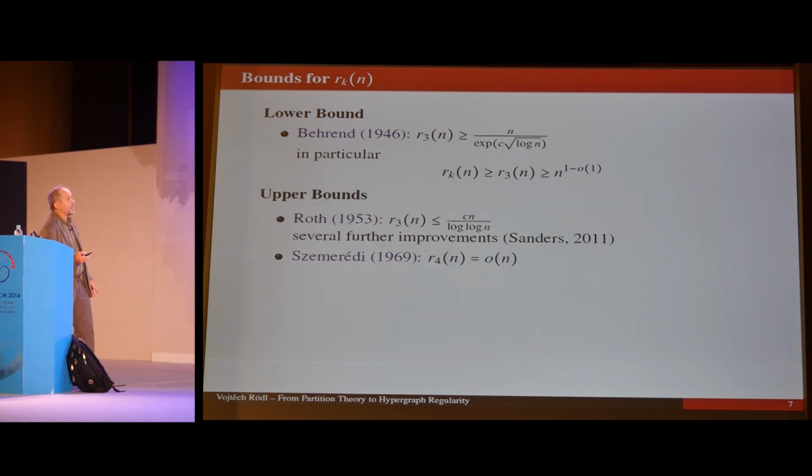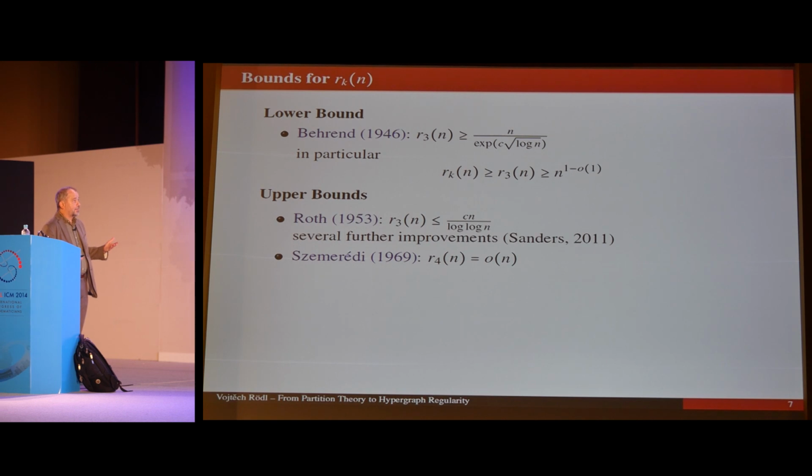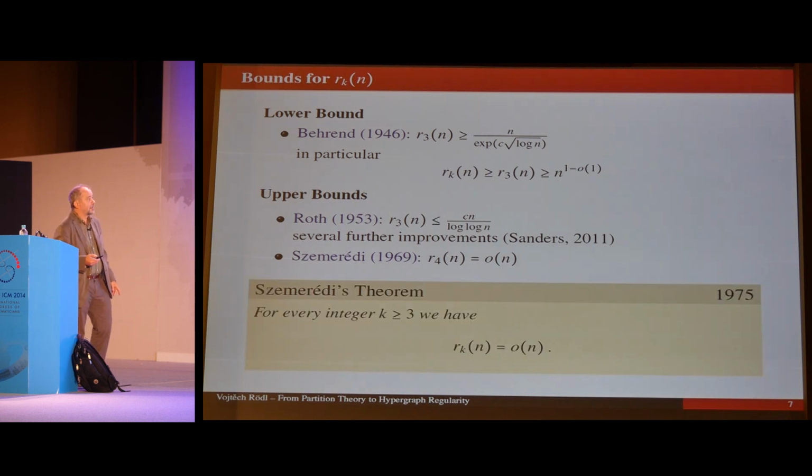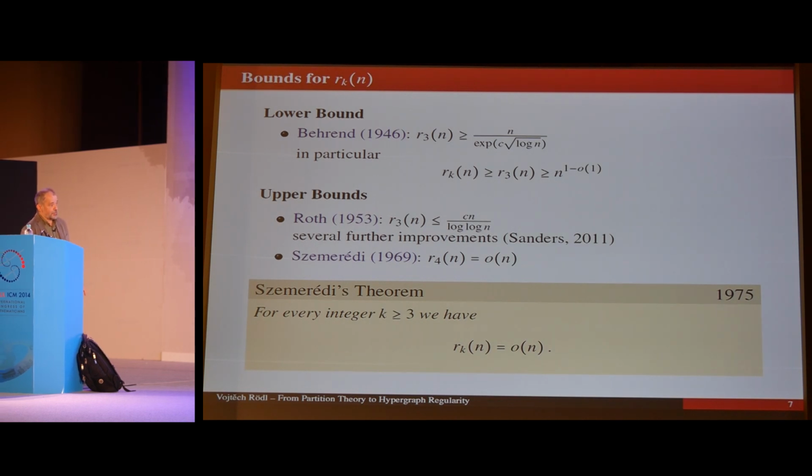The first results in the positive direction were given by Roth in 1953. It seems that for k bigger than 3, handling the question is more difficult, and it took still 16 years before Szemerédi proved that r_4(n) is little o of n. And finally, in 1975, Szemerédi established the conjecture.